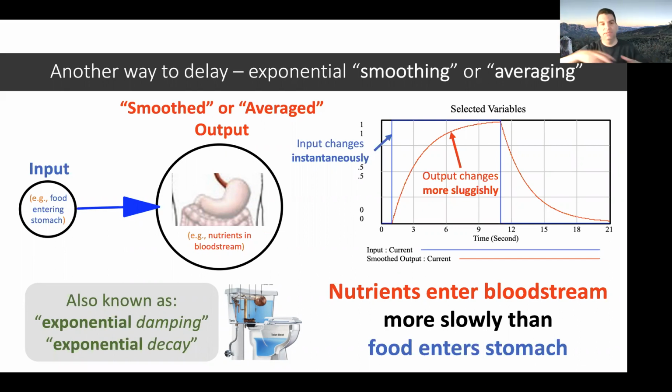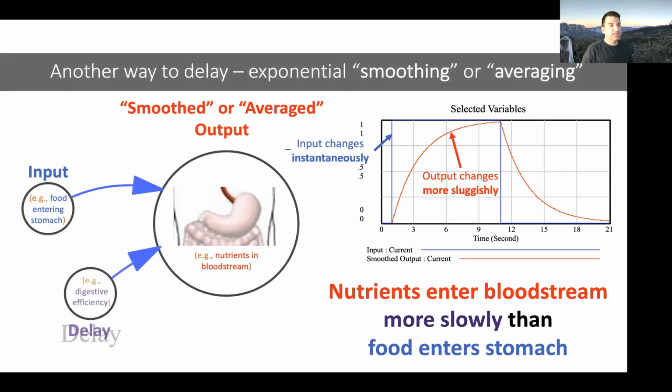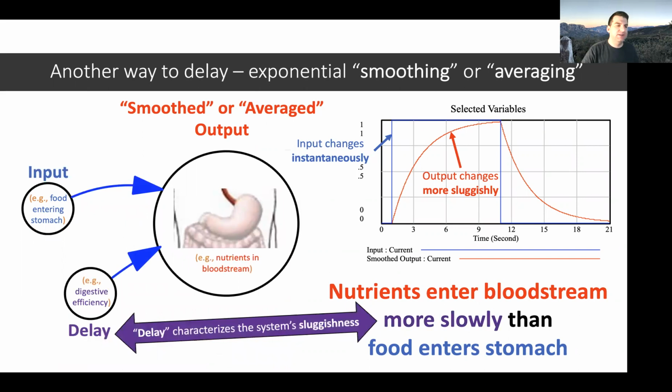It's spread out over time. It's smoothed out. And that is the different type of delay that we're talking about here. When we think about that, there's an input here and a delay. But the delay here isn't a fixed delay. It is a characterization of how sluggish the system is. In other words, it is a characterization of how steep this red curve is. So how close does this red curve approximate this blue curve? That's really what we mean here by the delay.